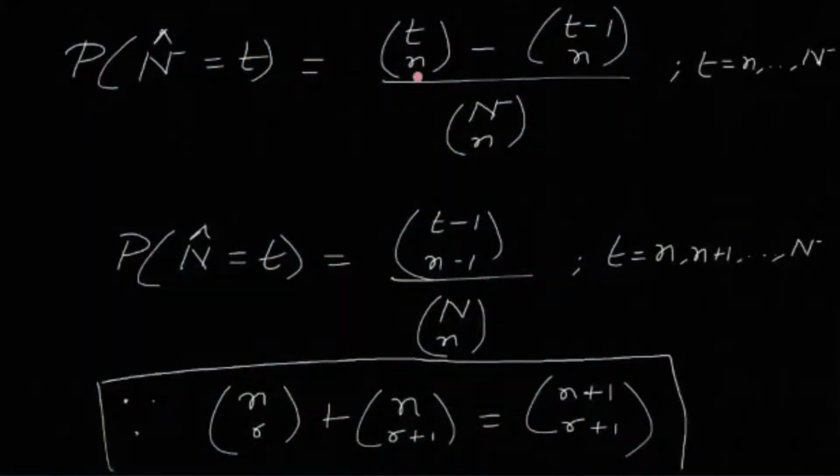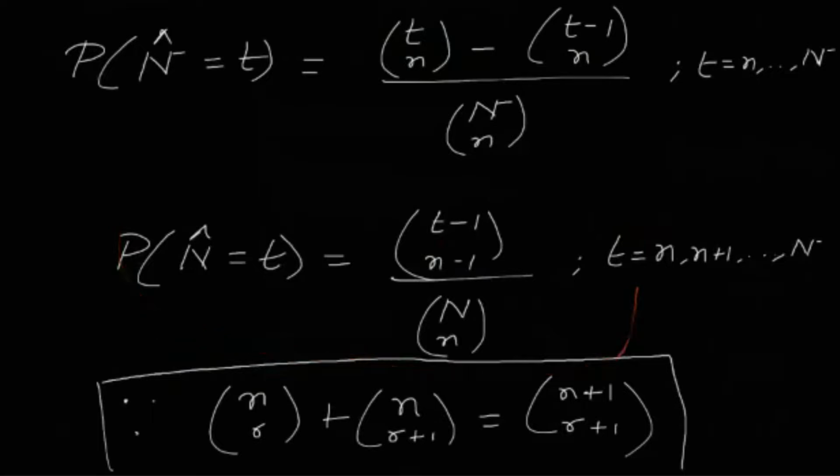So now this particular thing, t choose n minus t minus 1 choose n, can be written as this, right? Because we can use this identity: n choose r plus n choose r plus 1 is equal to n plus 1 choose r plus 1. We can use this, and we can say that the PMF of n hat is t minus 1 choose n minus 1 divided by N choose n. So we have also got the second answer, right?